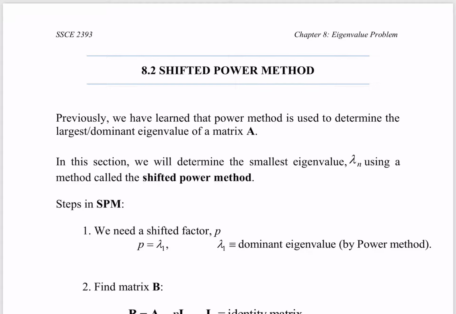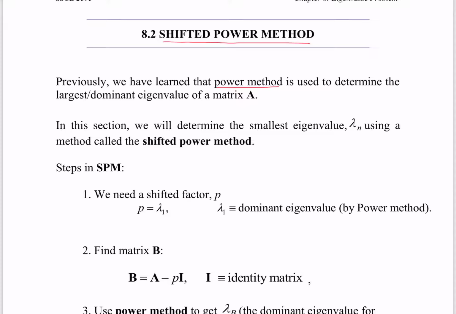In the previous video, we have learned about the power method that can be used to determine the largest or the dominant eigenvalue of a matrix A. And today we will discuss the shifted power method, where we can use this method to determine the smallest eigenvalue lambda n.